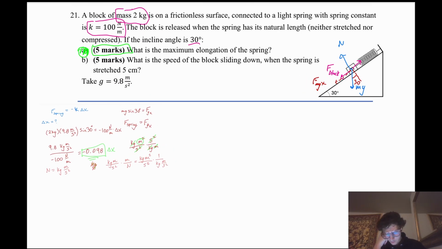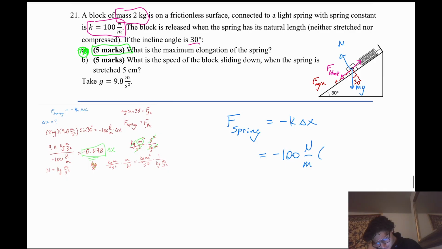Okay, so now we have some new stuff to work with. I'm still going to write F spring is equal to minus K delta X. And then here we have minus 100 newtons per meter. And then they're giving us when the spring is stretched 5 centimeters. So that's going to be the delta X, 0.05 meters. I like keeping everything in meters. So that's going to give us a force on the spring.